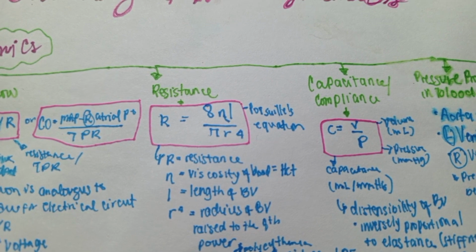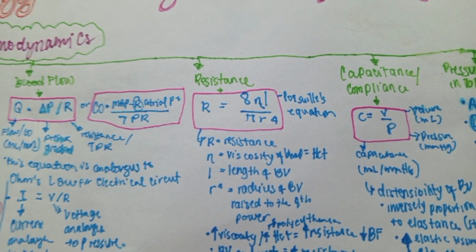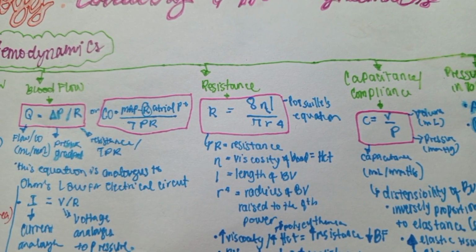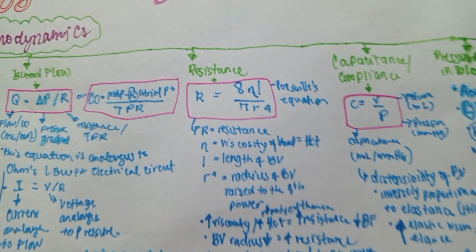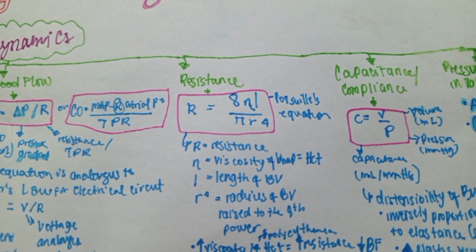Now let's go to the resistance. So for the blood flow, we have the equation related to Ohm's law, that the flow is equal to the pressure gradient over the resistance, or TPR, or the cardiac output is equal to the mean arterial pressure minus the right atrial pressure over the TPR.